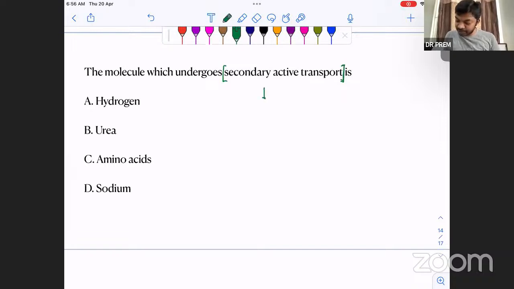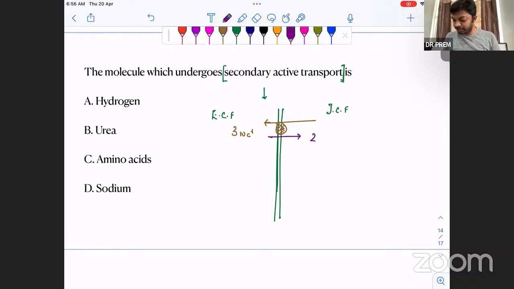Secondary active transport is something that involves sodium. Say, for example, I'll take a membrane, a phospholipid bilayer. I take this component as extracellular fluid and the other component as intracellular fluid. Now, let me take up a transporter here, and let this be sodium potassium ATPase. You know that sodium potassium ATPase is going to pump 3 sodium out of the cell in exchange for 2 potassium into the cell. This is primary active transport. You know this.